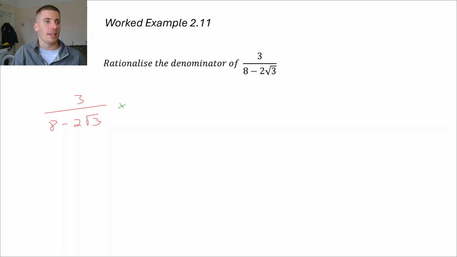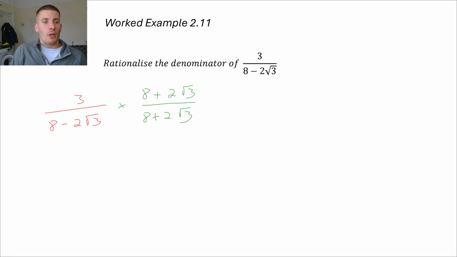So we're going to times everything by 8 plus, you change the sign, 2 root 3 over 8 plus 2 root 3. And again, this is effectively timesing it by 1, because 8 plus 2 root 3 divided by 8 plus 2 root 3 is 1. So you're just timesing this by 1, you're keeping it the same. It's a legal move to do.